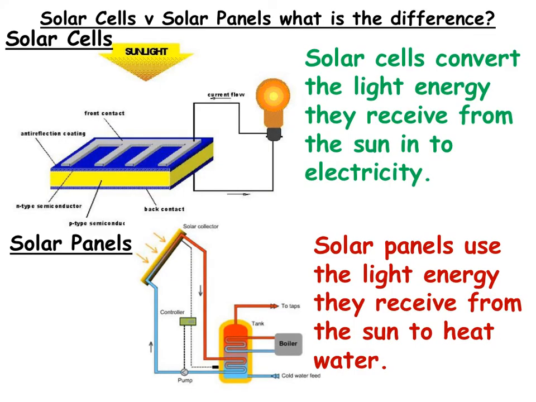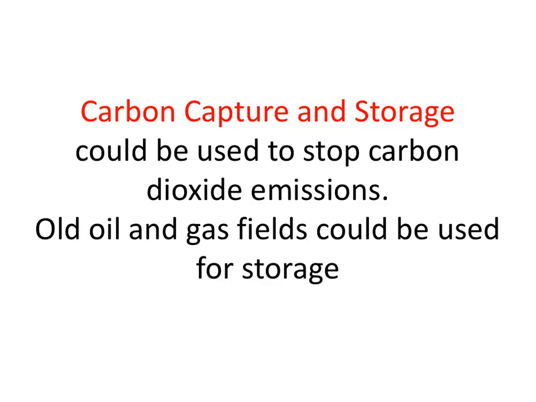Just looking at the difference between solar cells and solar panels. Solar cells convert light energy they receive from the sun into electricity, and the way they do that is the light energy causes electrons in the material to be released, and they flow as the electrical current. Solar panels are slightly different. They're what people tend to have on their houses, and they use light energy they receive from the sun to heat water, and then that can go into your boiler and produce hot water for the household.